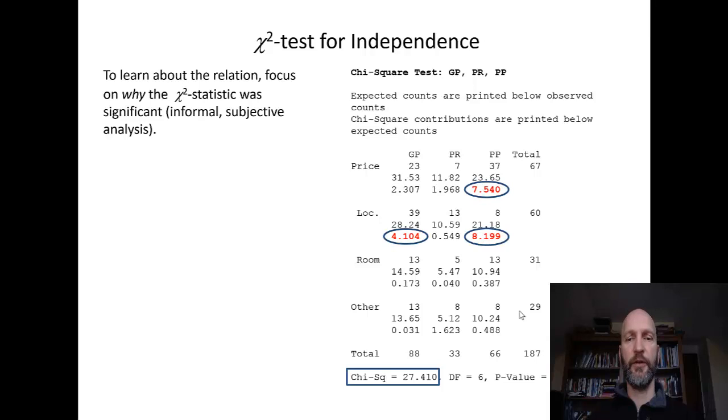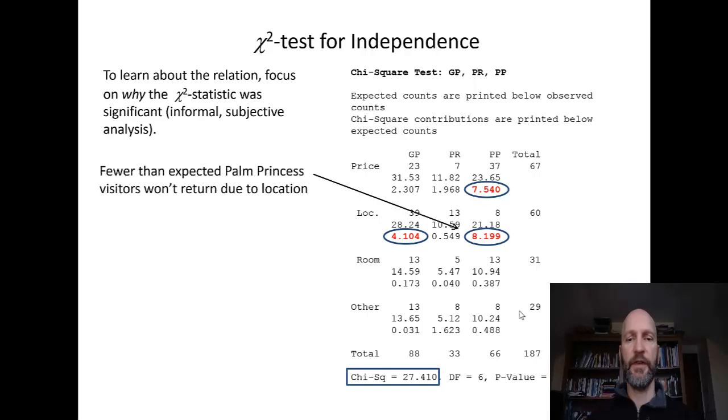The biggest contributor to the chi-square value is 8.199 for Palm Princess location. And if these things are independent of each other, we would expect to see 21.18. People say they're not coming back, but we only saw 8, which is much less than we expected. So that says the location for the Palm Princess is probably fine.